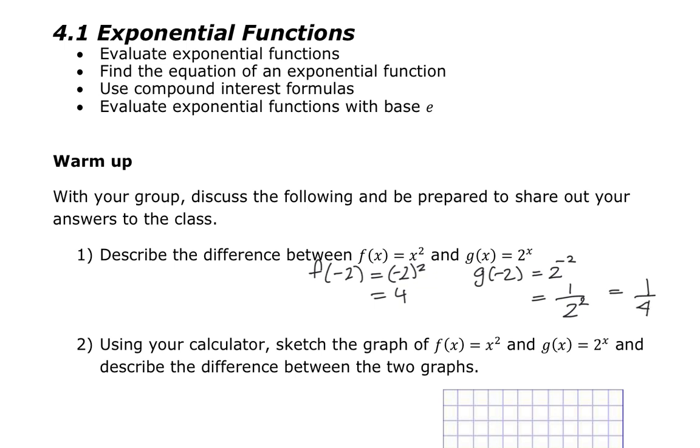1 over 4. So when the base is a number, my exponent becomes the variable, and this is an exponential function. This is not an exponential function because the base is the variable and the exponent is always the same number, which is 2.